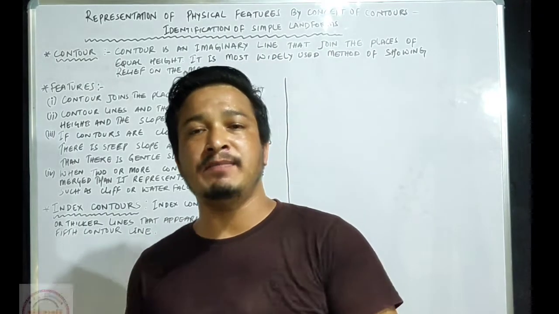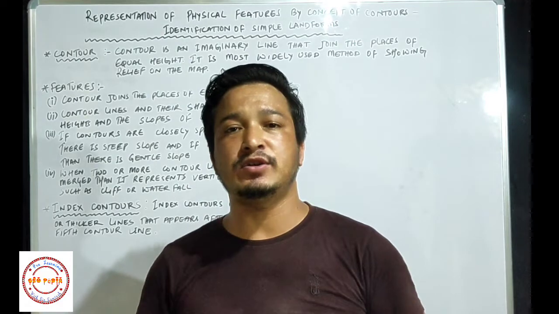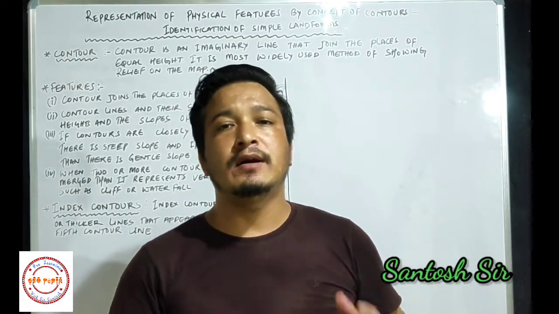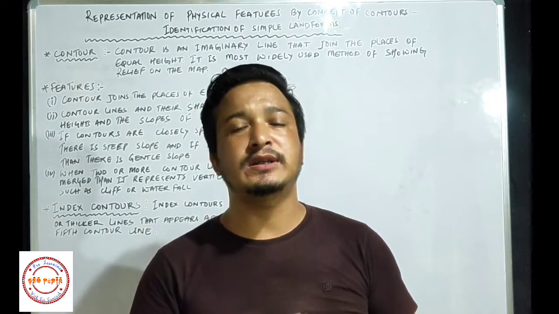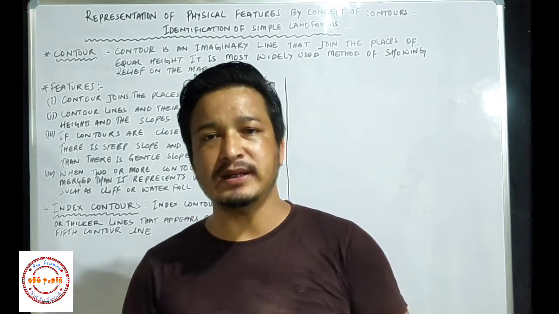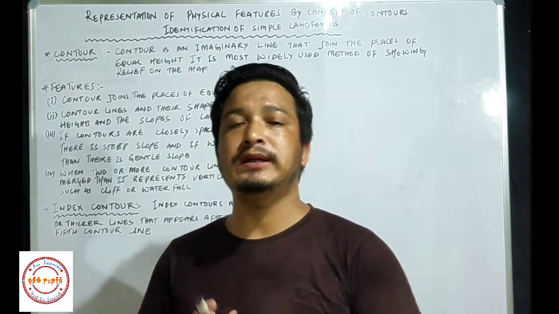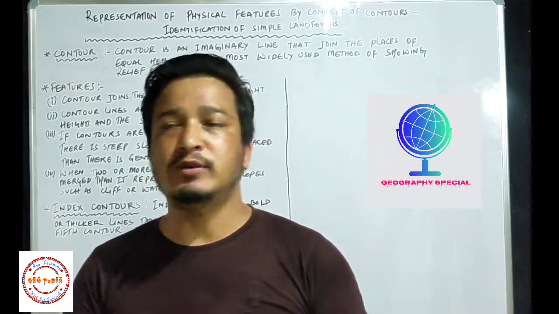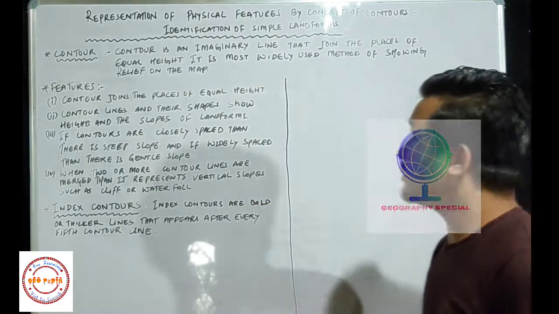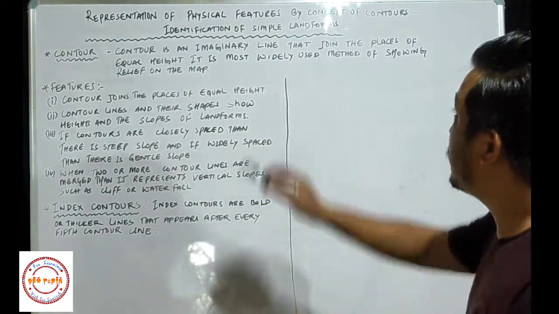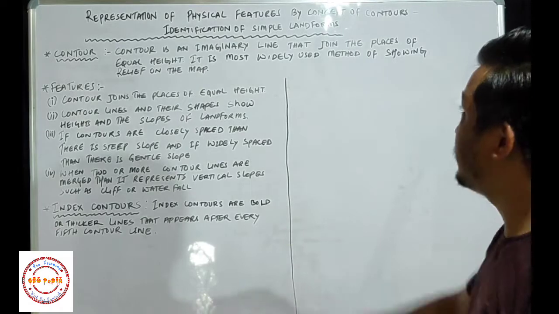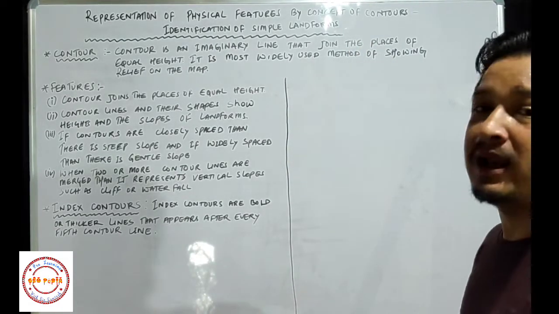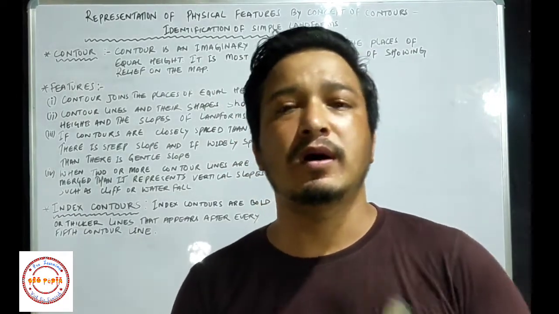Hello students, this is the second part of your second chapter, interpretation of the topographical map 2. In the first part we learned different methods which help us to represent relief features on the map. In this video we are learning the topic of representation of the physical features with the help of contours, and identification of simple landforms with the help of contours.